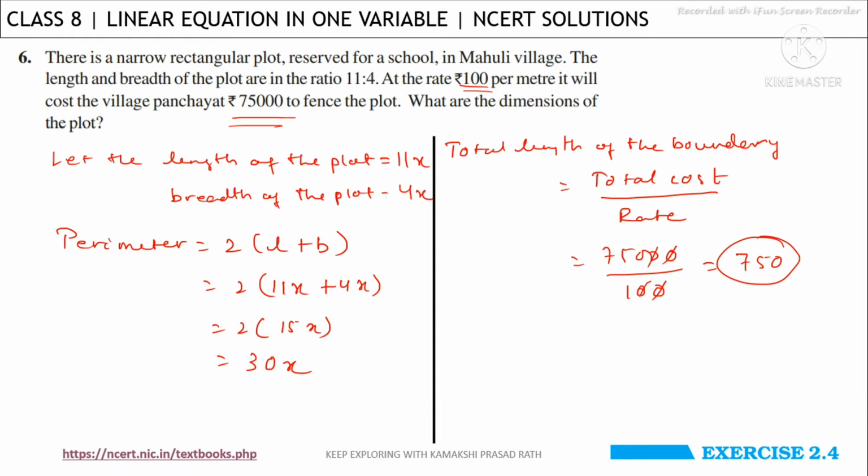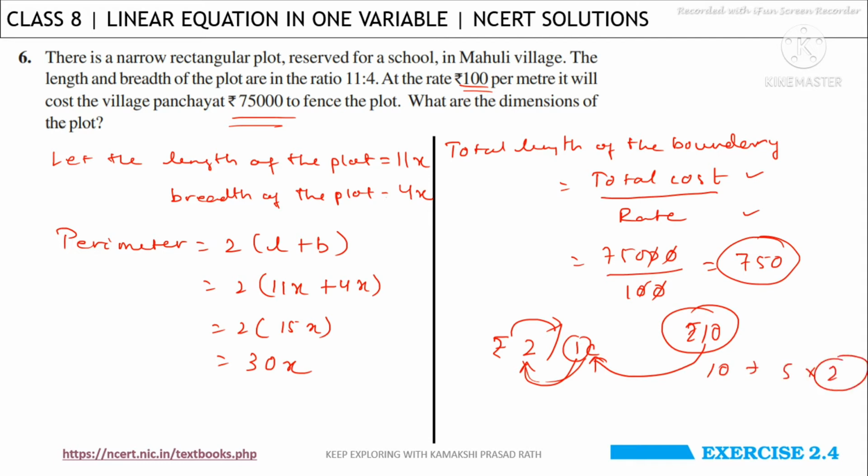Here, to find the total length of the boundary, we have divided the total cost by the rate. It is the same way as, for example, suppose a chocolate costs rupees 2 for one, and you have 10 rupees with you. We are finding for 10 rupees how many 2 rupees chocolates you get. In 10 rupees we will get 5 chocolates, so 10 divided by 2 gives 5. The same thing we have done here. In 75,000 rupees, how many meters can we fence at the rate of 100 per meter? In 75,000, how many hundreds will we get? The answer is 750. So this concept we have used to find the total length of the boundary.